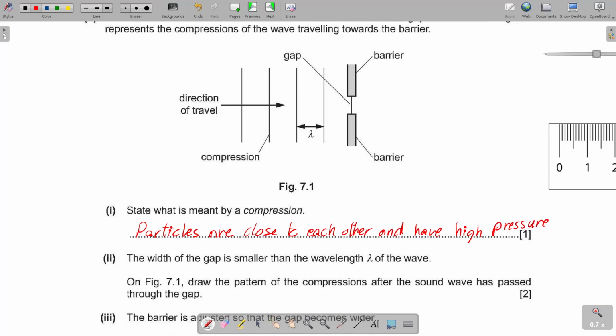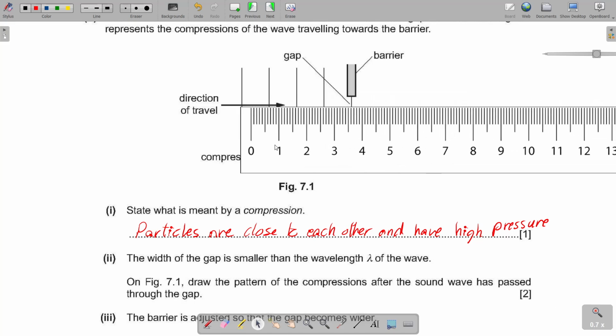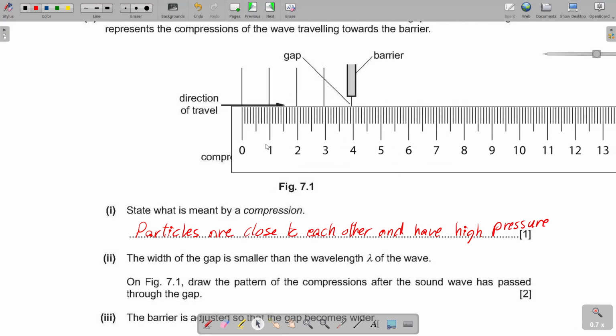Double I says the width of the gap is smaller than the wavelength lambda of the wave. On figure 7.1, draw the pattern of the compressions after the sound wave has passed through the gap. So passing through a gap like this will cause circular diffraction. First, we need a ruler to measure the distance between the wavefronts and continue the direction of travel of the wave.